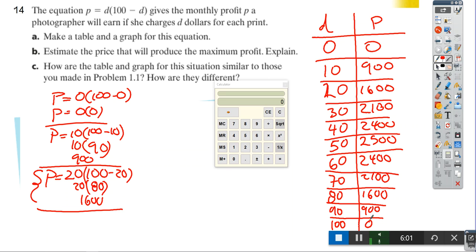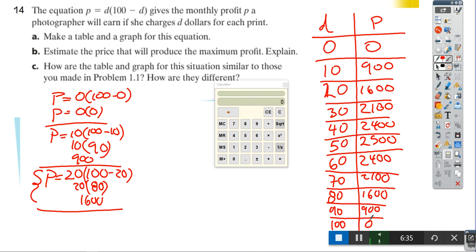All right, so then estimate the price that would produce the maximum profit. Well, we don't need to estimate. We know it's $50 per print. Next, how are the table and graph for this situation similar to the ones in problem 1.1, and how are they different? Well, this is clearly a quadratic relationship, which is a parabola. Is this parabola opening up or opening down? This is opening down, so both parabolas have a maximum point and they're opening down.